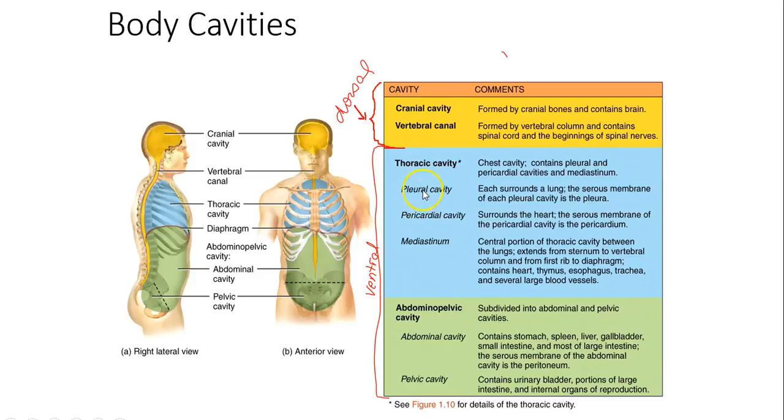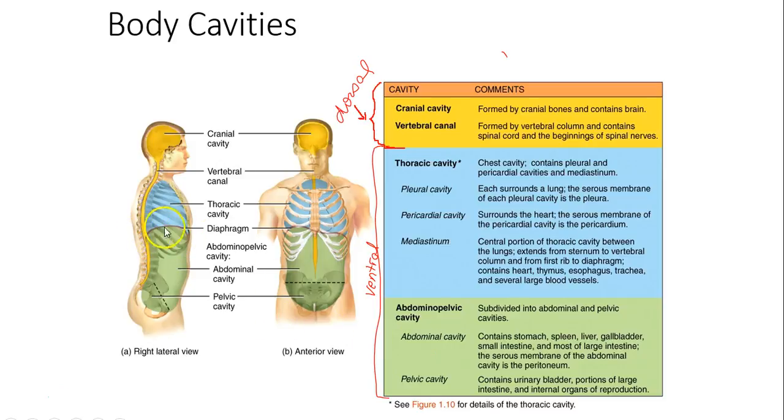There are some subdivisions of that, and there will be another slide that I'll show you that shows it a little bit in more detail. But you have a pleural cavity. Actually, you have two pleural cavities. Each pleural cavity surrounds one lung. Then we have the pericardial cavity, which surrounds the heart. And the mediastinum is not really a cavity, but it is a region. It's that part of the thoracic cavity that lies between the two lungs. So everything in the chest, except for the two lungs, lies in the mediastinum.